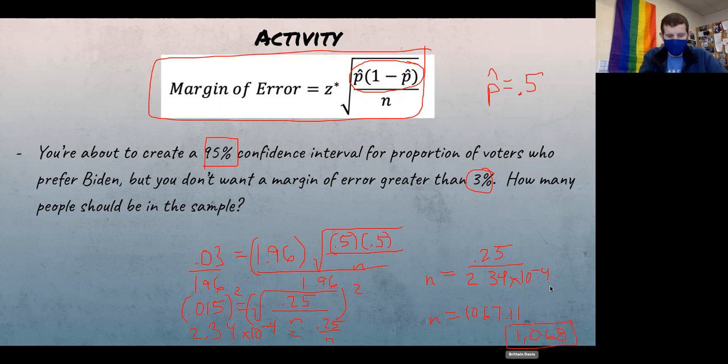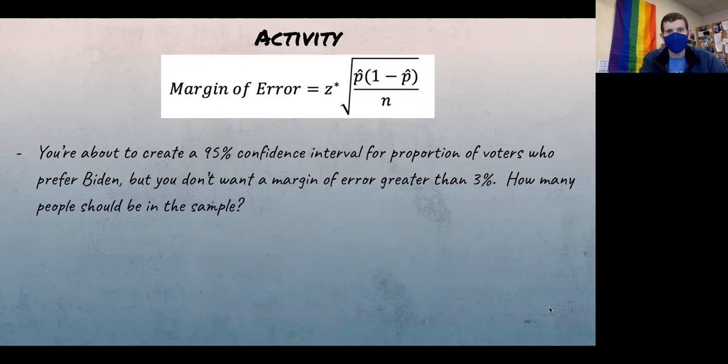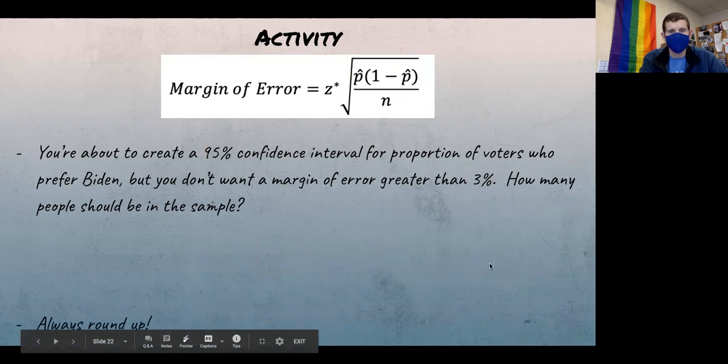And the good thing about that number, like I was saying at the beginning, is that no matter what the true p-hat ends up being, our margin of error is going to be less than 3%. If it is truly 50-50, then it's going to be right at 3%. If it's closer to 40%, 60%, somewhere closer to 10% away from that, then we're going to have an even smaller margin of error. All right. Any questions on this? Always round up. There we go.